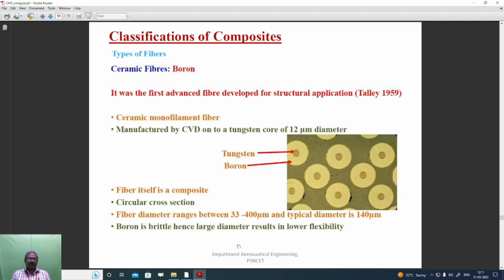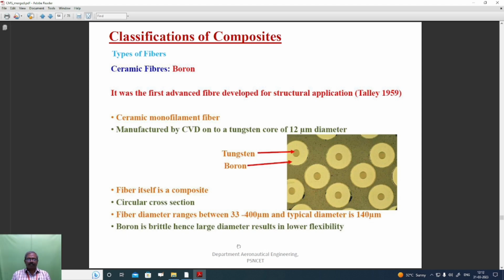Boron. It was the first advanced fiber developed for structural application. A ceramic monofilament fiber manufactured by CVD onto a tungsten core of 12 micrometer diameter. The fiber itself has a circular cross section. Fiber diameter ranges from 33 to 400 micrometer, and typically the diameter is 140 micrometer.